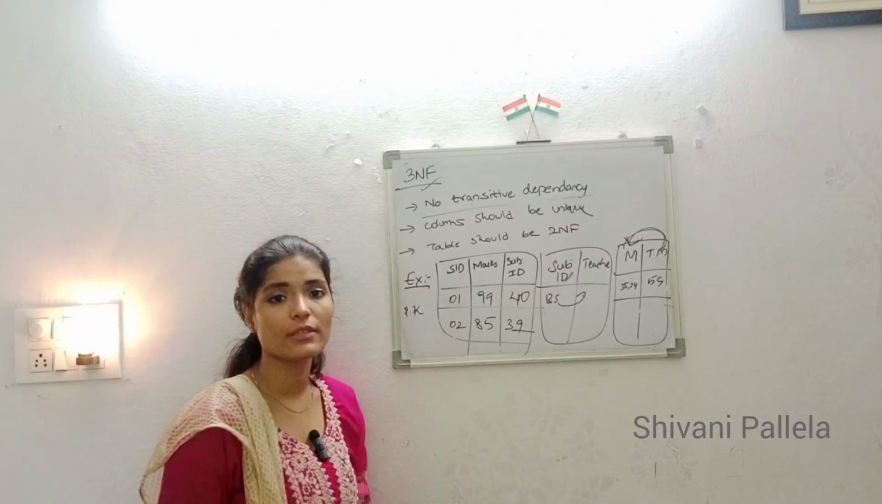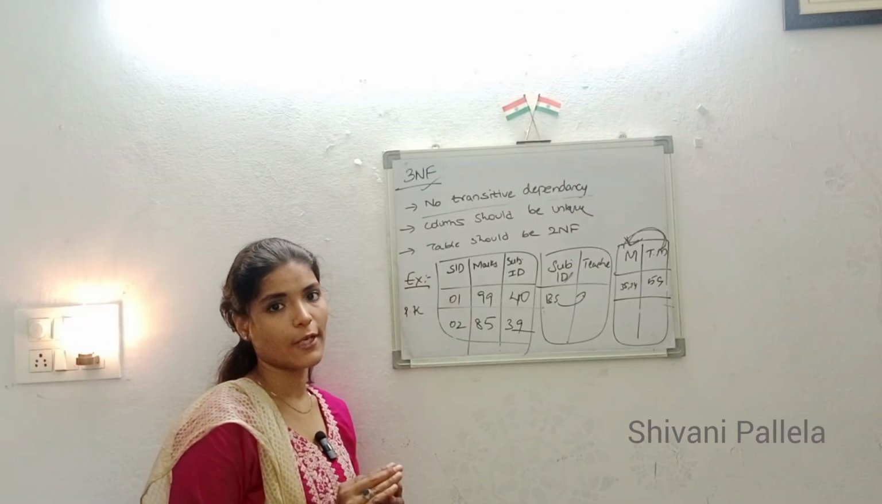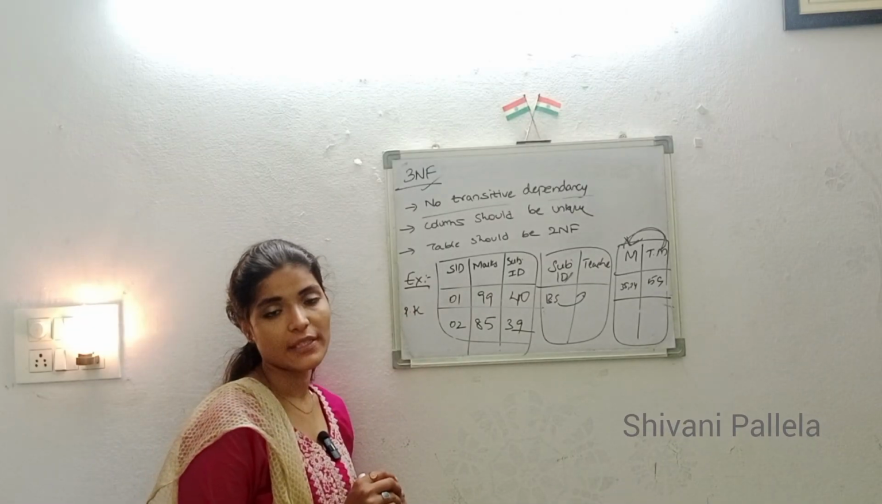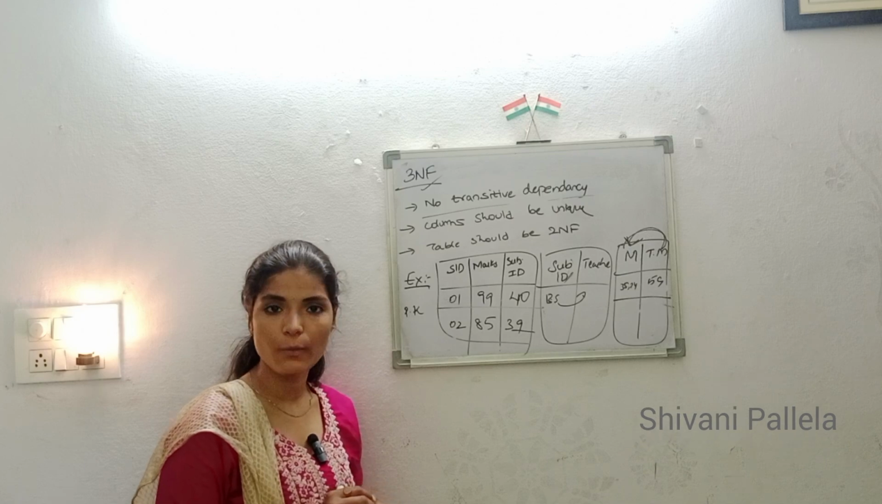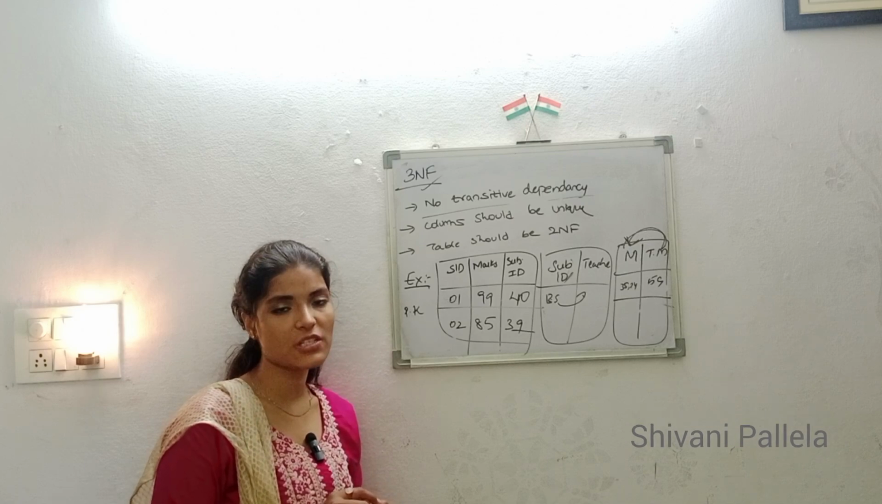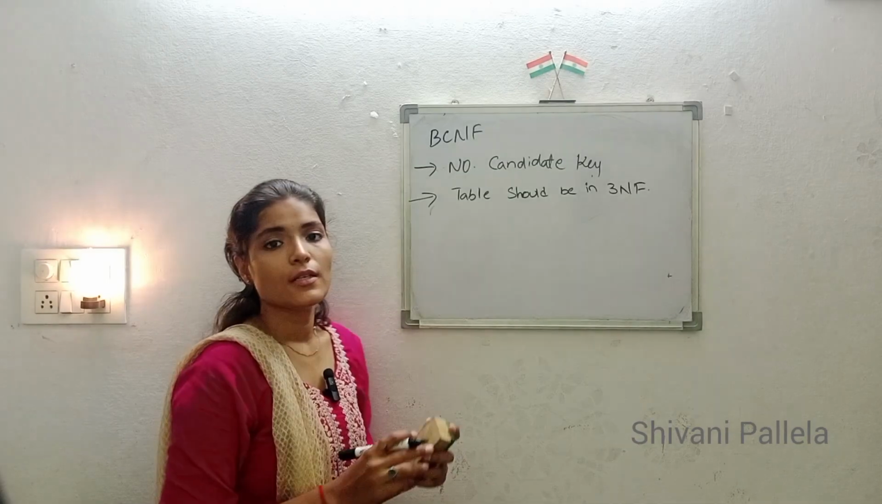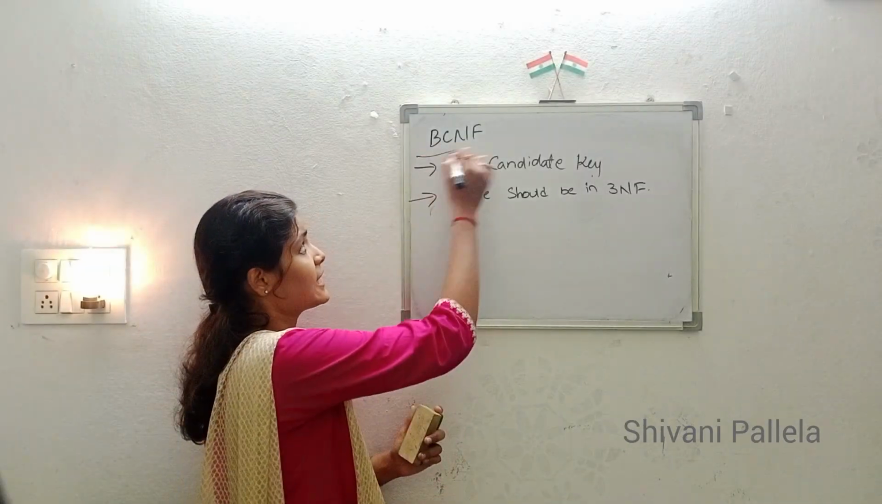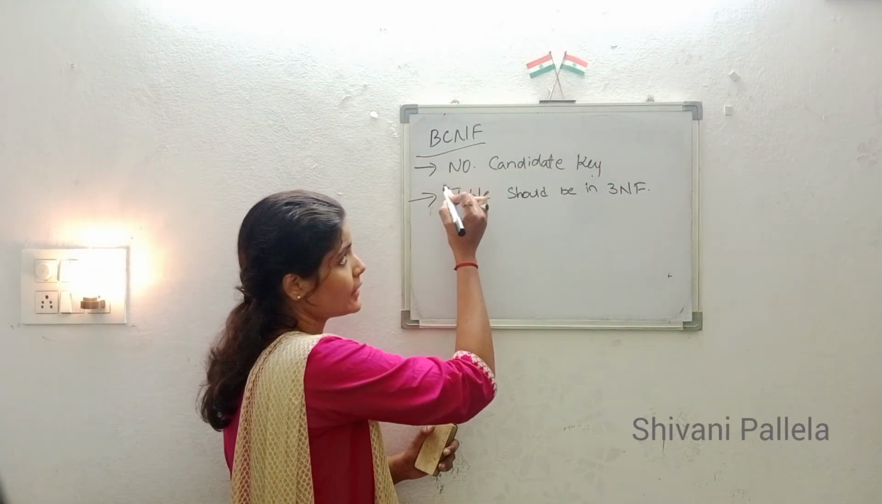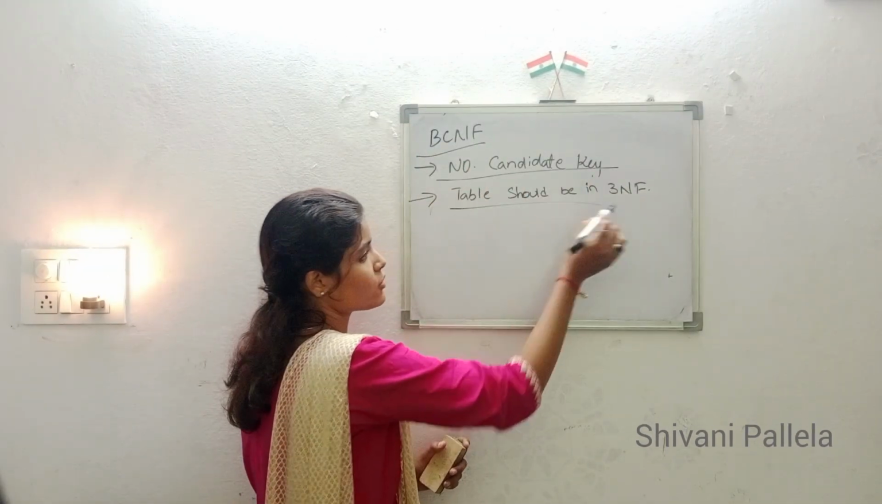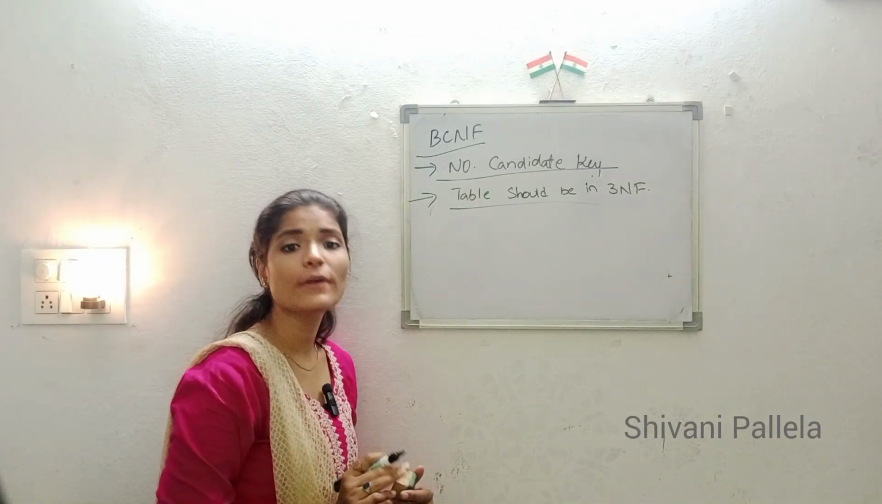Now we will discuss the last topic of the normalization topic, that is BCNF, Boyce-Codd Normal Form, and what are its rules and regulations, everything we will discuss now. Okay, so students, BCNF follows the following rules. The table should be in 3NF and there should be no candidate key.